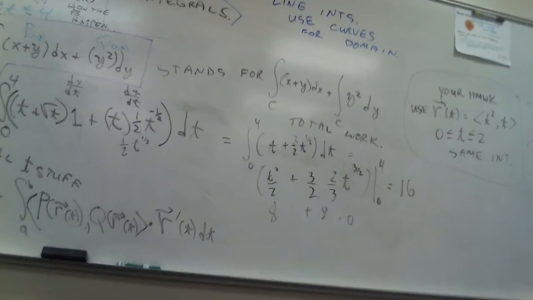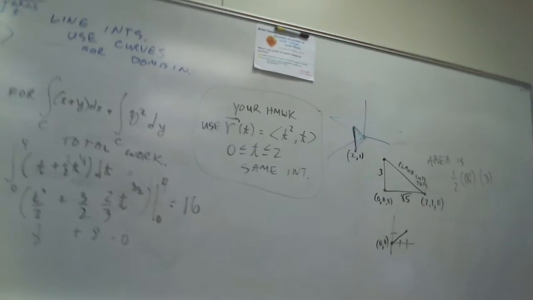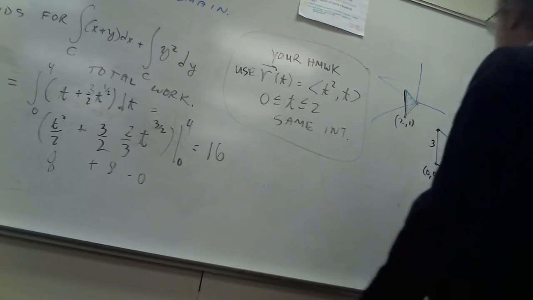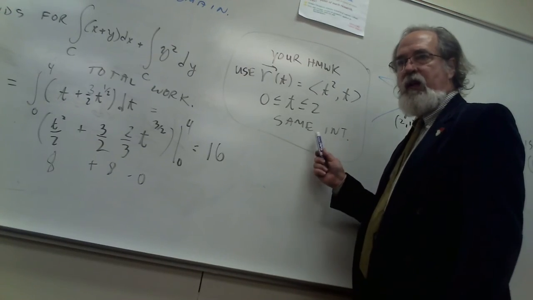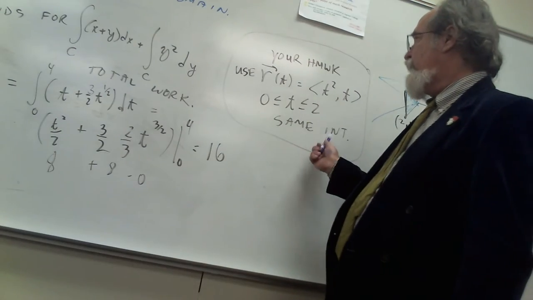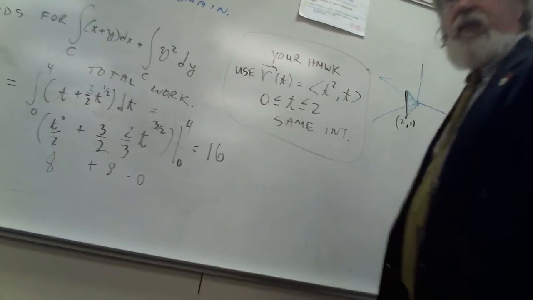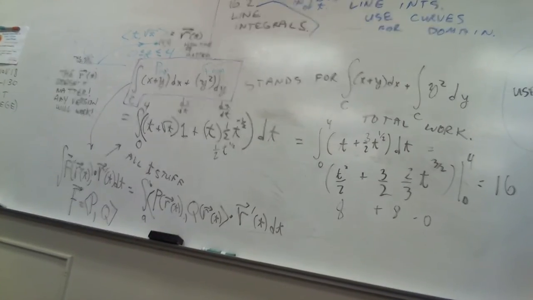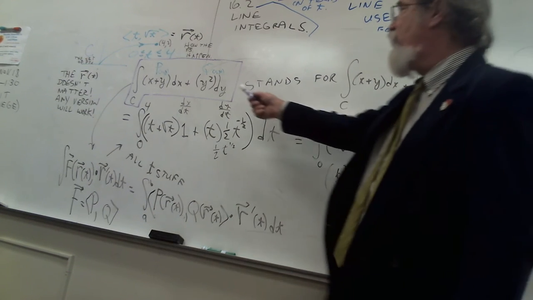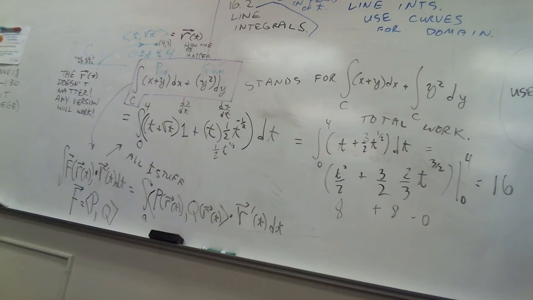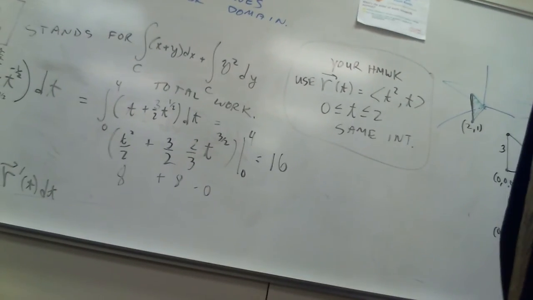Now here is your homework problem, and it's a beauty. One homework problem. I want you to find this. It's the same integral, that integral in the purple box right there, same curve C, but a different r. I'm asking for a different parameterization.